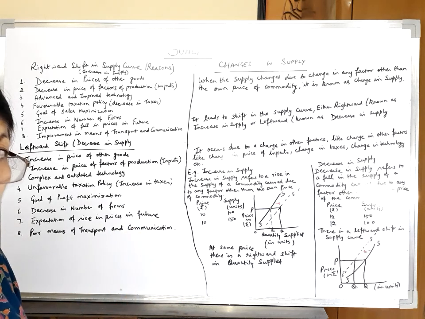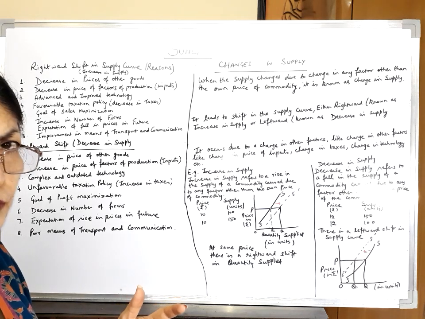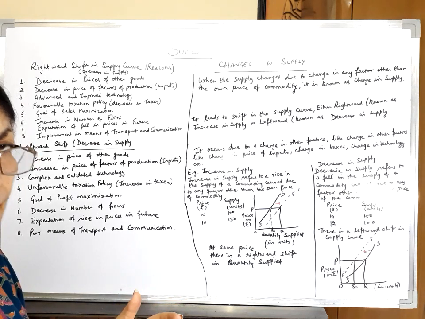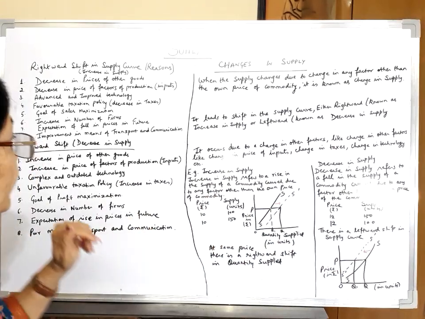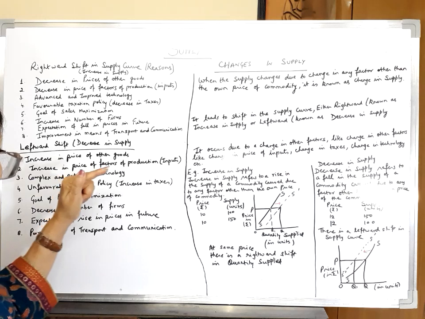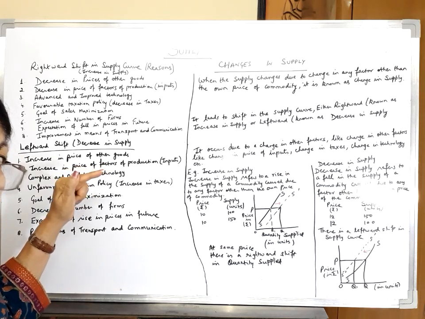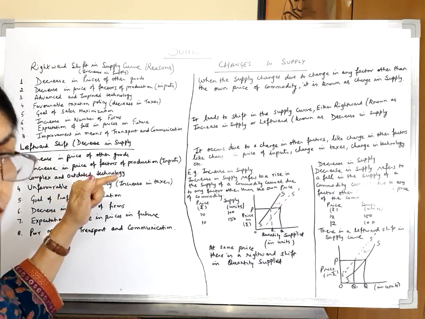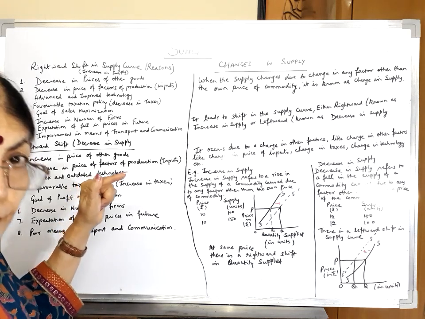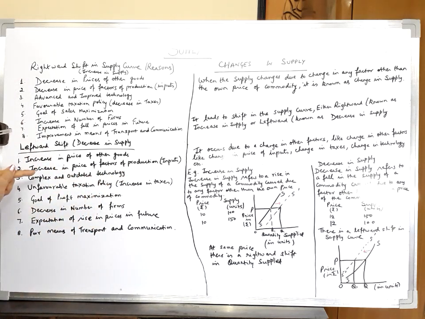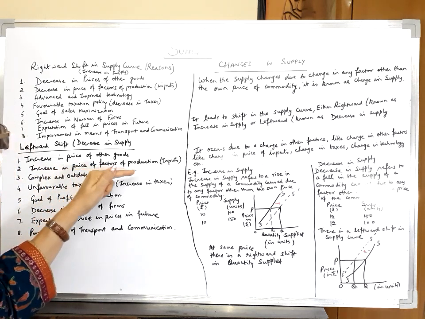Automatically, when the prices of other goods have gone up, the producer also wants to shift to the production of the other goods because they become more profitable. Hence, he will reduce the supply of the product that he has been producing and would like to divert his resources in the production of any other commodity or a similar commodity which will give him more profit. Second one, increase in price of factors of production.